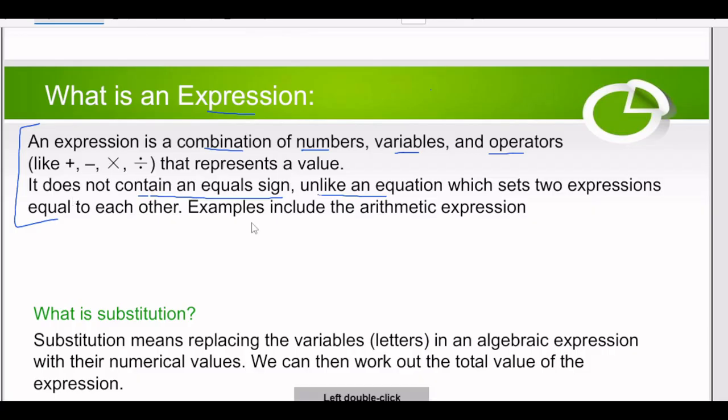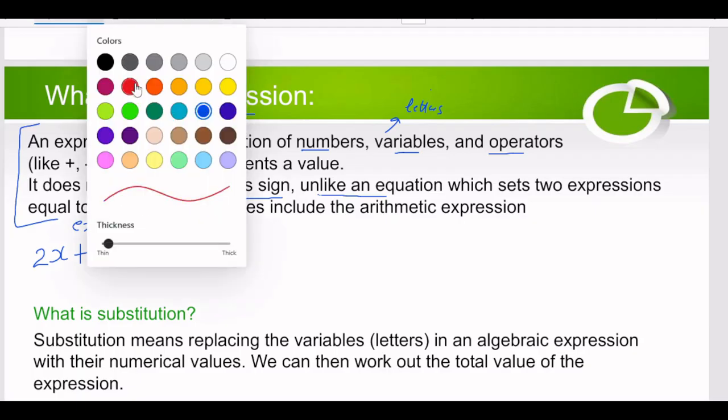So examples include the arithmetic expression, meaning numbers. Let me give you examples. Variables are letters like x, y, a, b, c, s, t, u, whatever letter you get. The operators are separated by the signs. Let's say we have 2x plus 3. This is one expression. You may have another one.